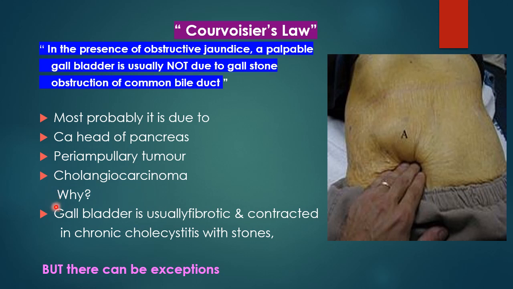Why is this so? Because the gallbladder is usually fibrotic and contracted in chronic cholecystitis with stones and is not capable of distending to be palpable. So here, this is the gallbladder, a globular mass in the right upper quadrant here. So if in this patient with jaundice, the gallbladder is palpable, then the most probable cause must be one of these, unlikely due to gallstone obstruction. Although this is generally true, there can be exceptions.